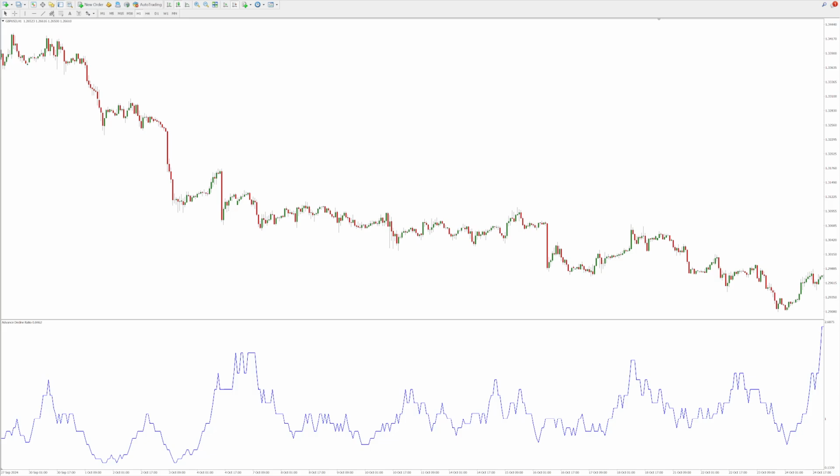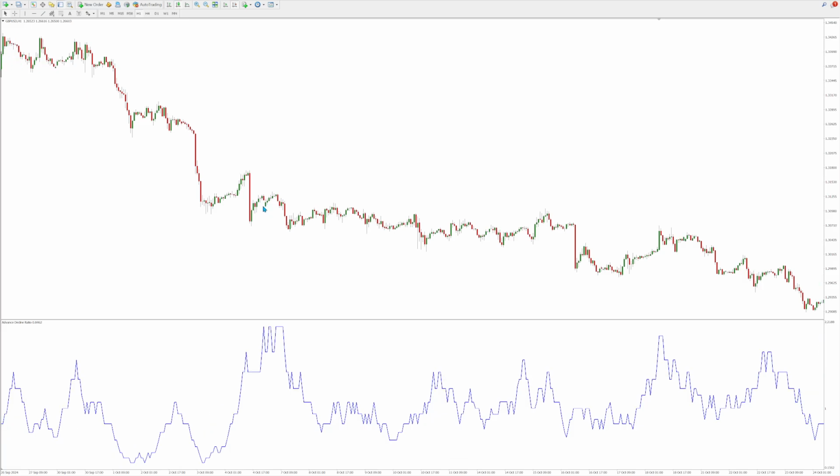Hi traders, and welcome to my video on the advanced decline line indicator. In this video I'm going to show you how you can use the indicator to capture moves like this one for around 500 pips. Okay, so this is the MT4 trading platform, MetaTrader 4.